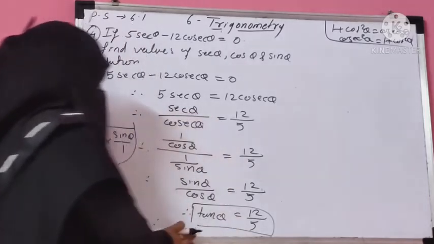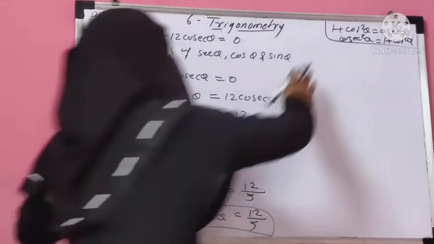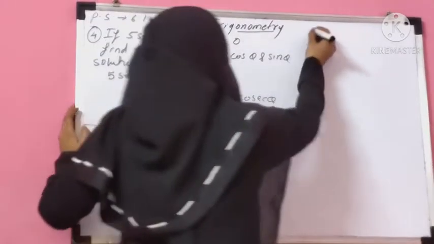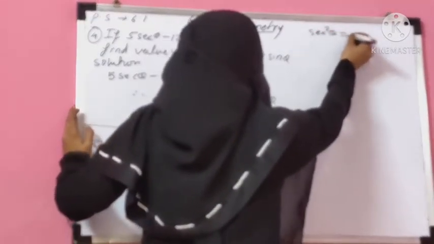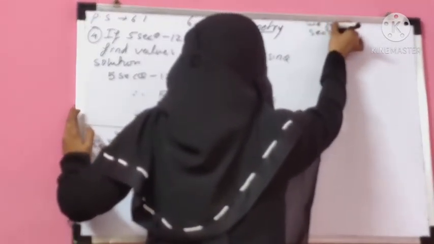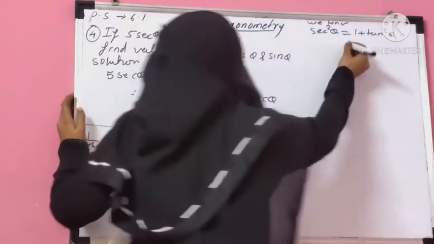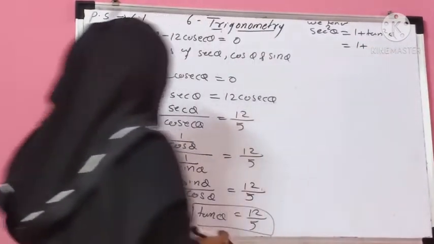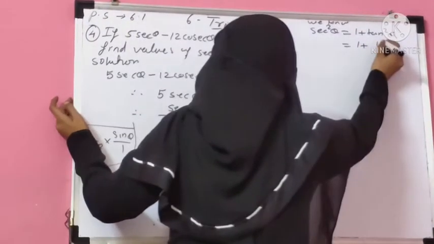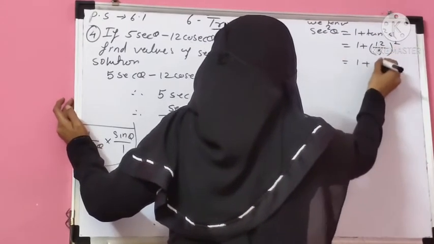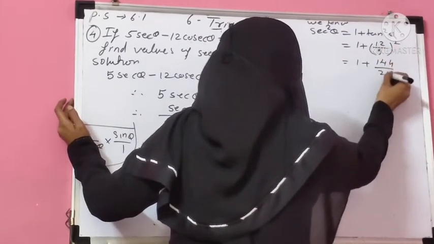The formula of sec theta related with tan theta, which we used in question number 3, is sec square theta is equal to 1 plus tan square theta. Yes. Now substitute the value. 1 plus tan value is 12 upon 5, 12 upon 5 square. Then 1 plus 144 upon 25.